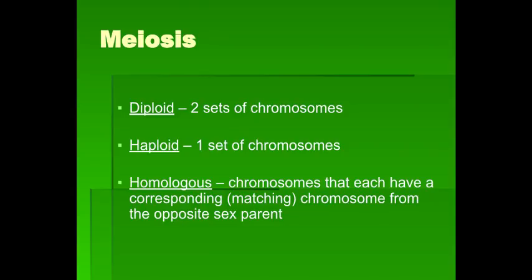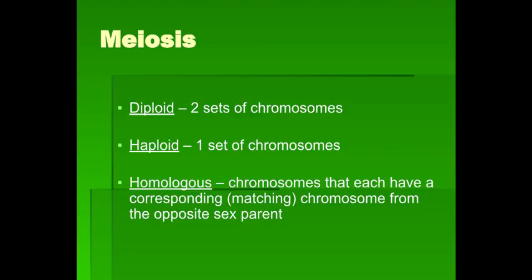The first term we're going to look at is diploid, and that just means we have two complete sets of chromosomes. Sometimes you'll see that notated as 2N, and then haploid just means that we have one set of chromosomes, and sometimes you'll see that notated as 1N. With diploid, you can remember it because di is a prefix that means two, and haploid is just one set of chromosomes.